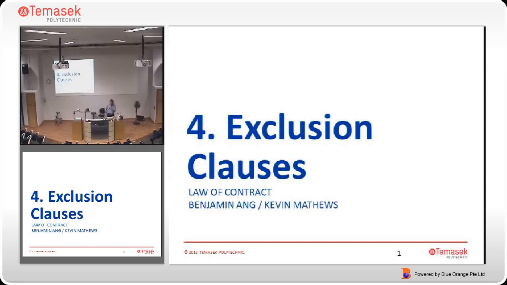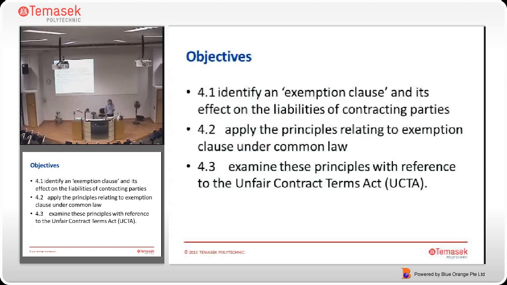You basically look at how we identify them. Exclusion and exemption are the same thing, so don't get confused by the same meaning. You can use them interchangeably, exemption clause or exclusion clause.